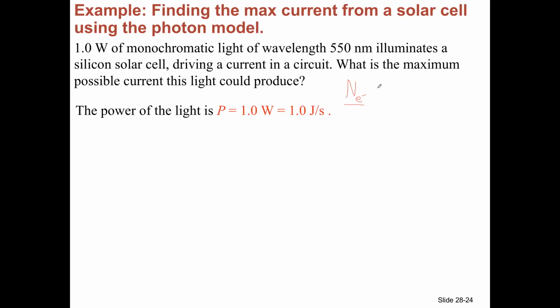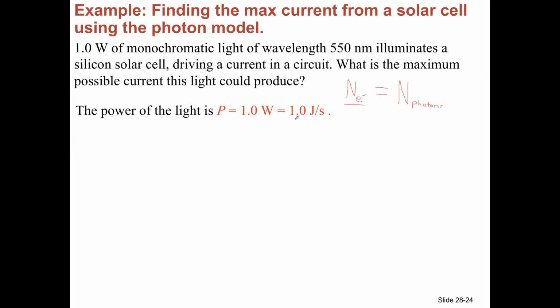If we assume that each electron that's knocked loose from its valence shell is knocked loose by 1 photon, the number of electrons is going to be equal to the number of photons we have. And we're going to assume that they're all absorbed. So our goal is to use this information to get the number of photons. That's the main work.